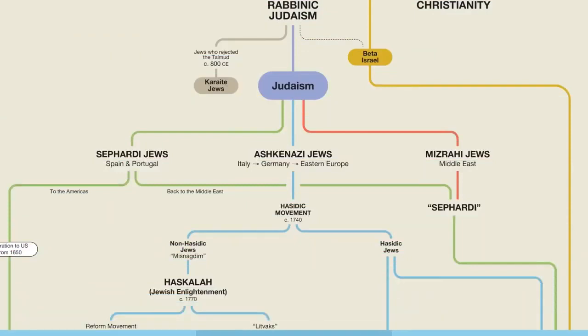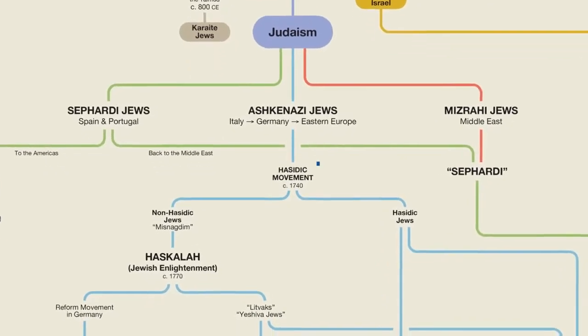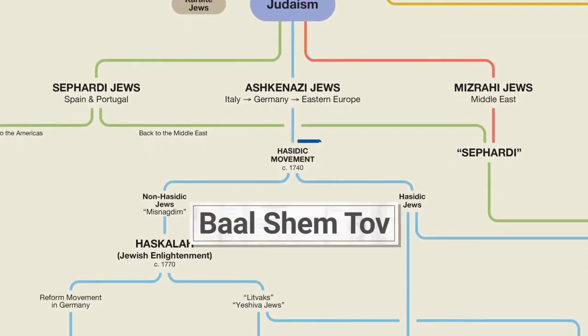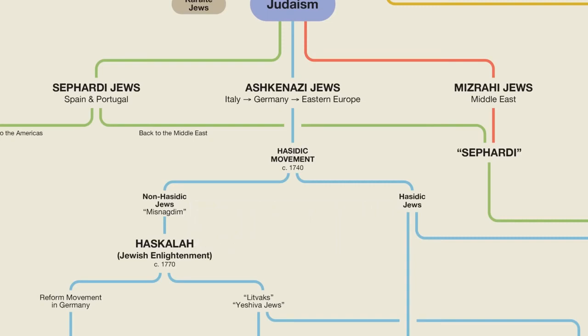Okay, so how did all these various denominations of modern Judaism come about? Well, let's actually start with Hasidism. It was founded by the Baal Shem Tov, who lived in what is today Ukraine during the 1700s, which is why I've shown the Hasidic movement as stemming from the Ashkenazis. However, take note that nowadays some Sephardis have also adopted Hasidism.